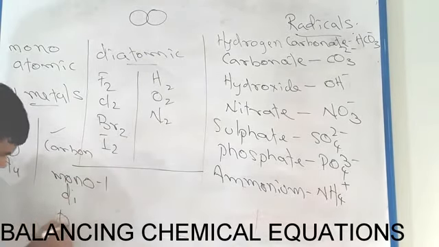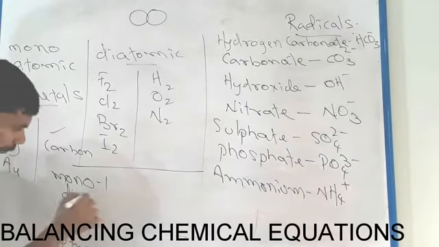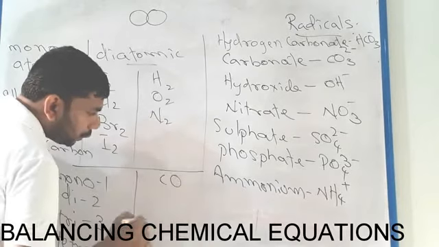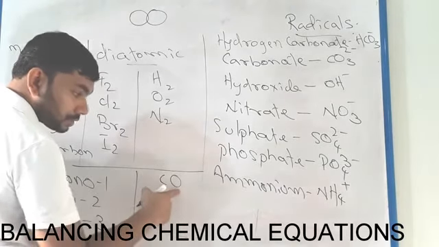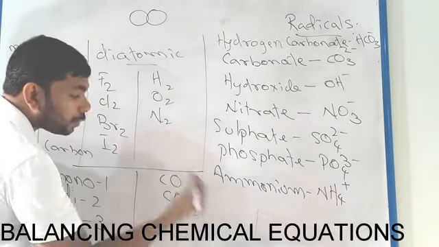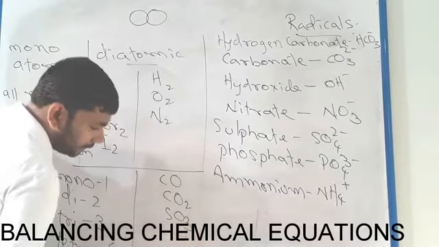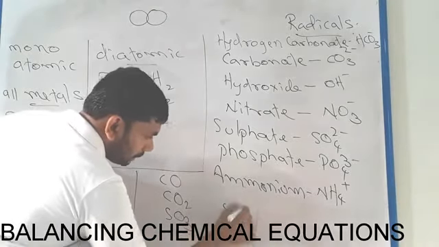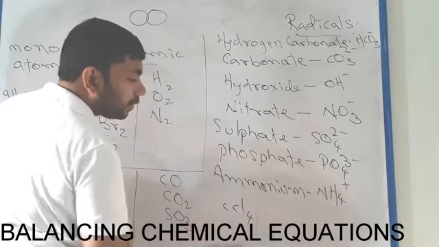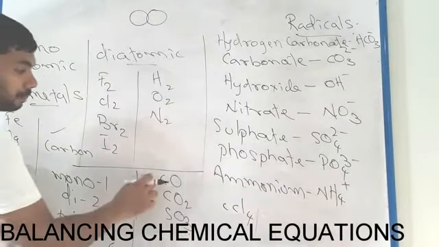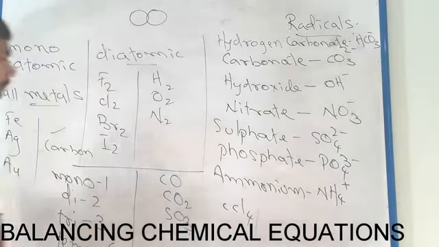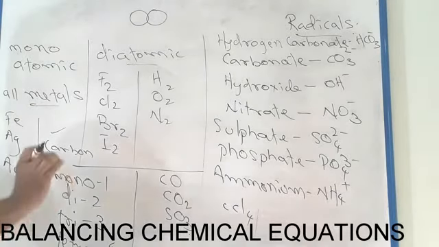Here another thing you have to know: in chemistry we use mono to represent one. Mono, di, tri, tetra. Mono means 1, di means 2, tri means 3, tetra means 4. For example, CO, carbon monoxide, one oxygen; CO2, carbon dioxide; SO3, sulfur trioxide; CCl4 means carbon tetrachloride. These are the basic things you have to remember to balance chemical equations.